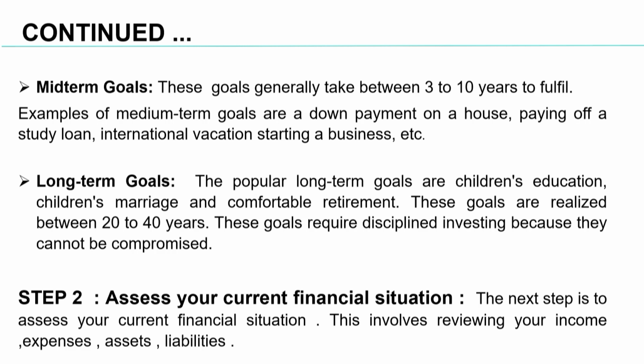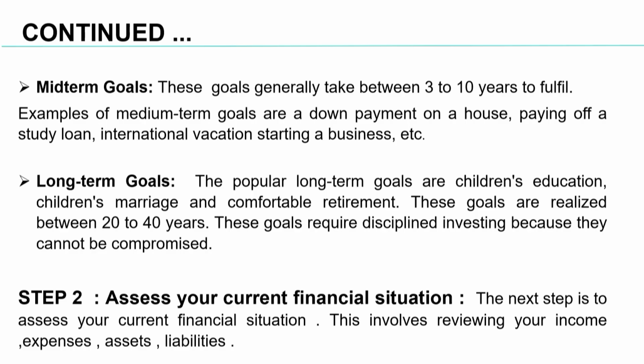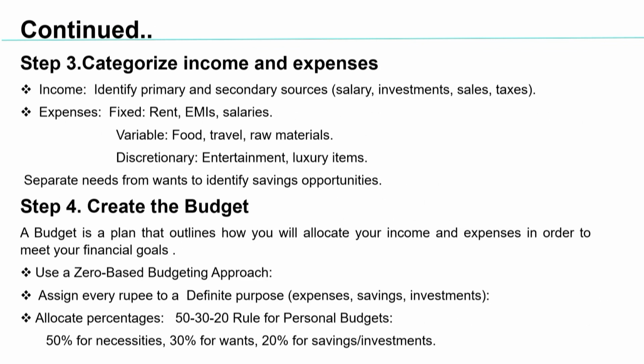Now, the next step of preparing your financial plan is assessing your current financial situation. One, before making their financial plan, needs to assess their current financial situation and the various types of earning or revenue that they receive in a particular time span. So, in this step, it involves reviewing your income, your expenses, assets and liabilities. In the next step, we categorize the income and expenses.